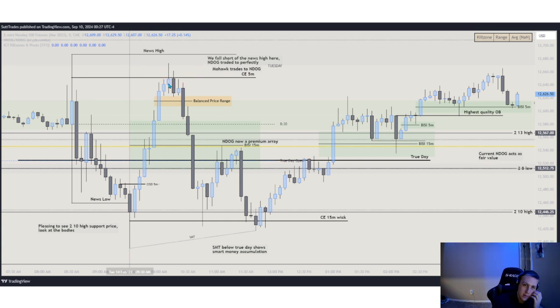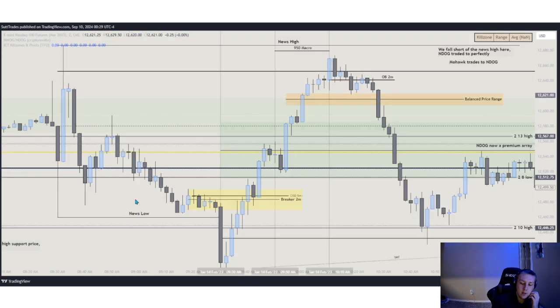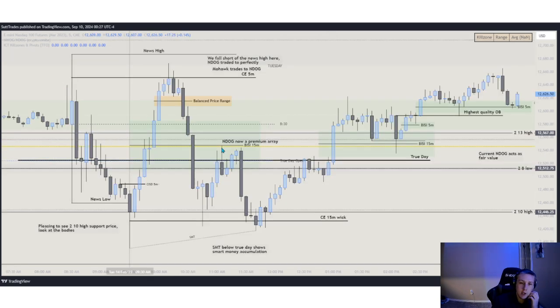Consequent encroachment. We mohawk to the new day opening gap. And this new day opening gap gets perfectly priced right there. Then we form a balanced price range right here. That gets formed. Then we trade lower to that 15-minute consequent encroachment right there. Trade back up into a new day opening gap. It's now a premium array. We're respecting that. And then we trade lower once more to this low right here.